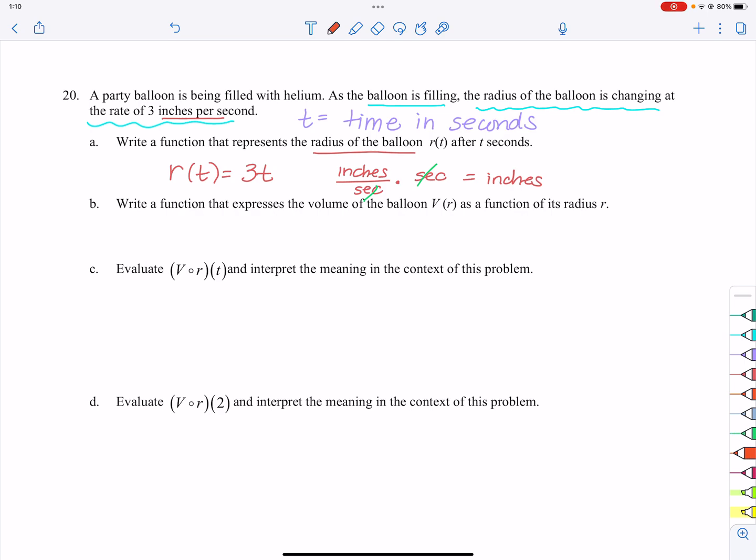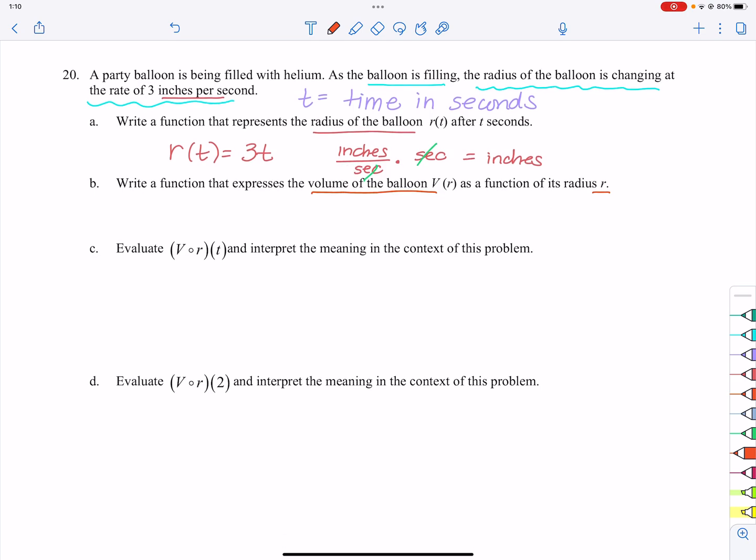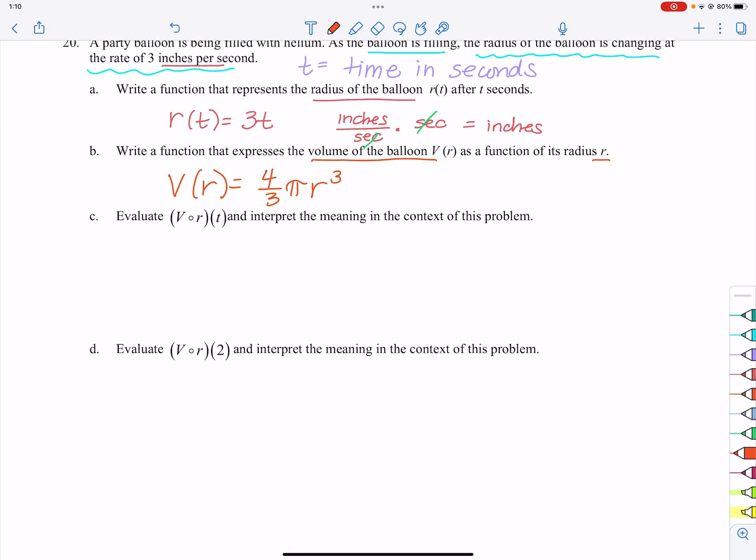Okay. Now, write a function that expresses the volume of the balloon as a function of the radius. Well, this is just a formula that you may or may not know, but the volume in terms of the radius of any sphere is 4/3 pi r cubed. Okay, and this is the formula for volume of a sphere.